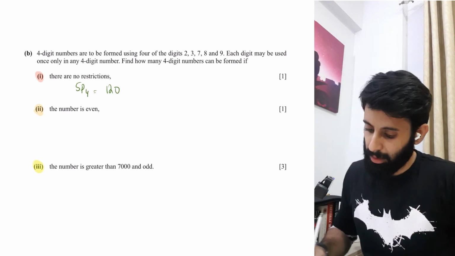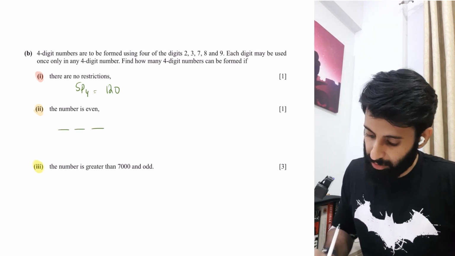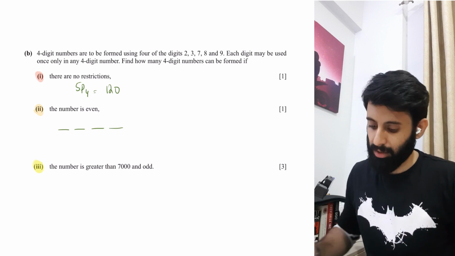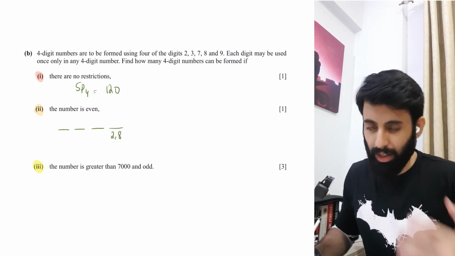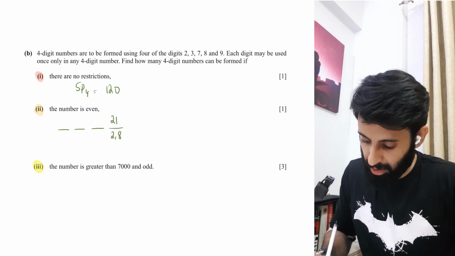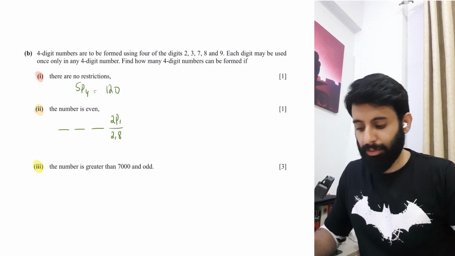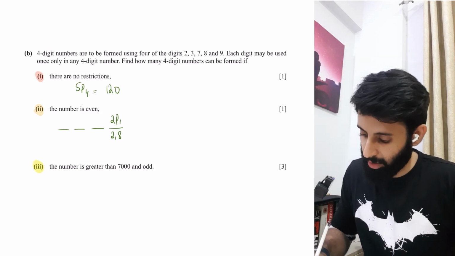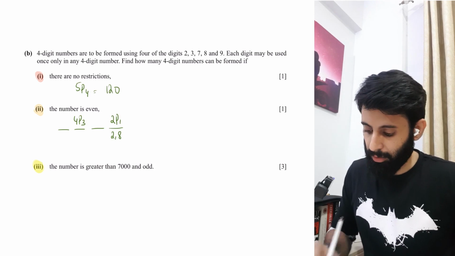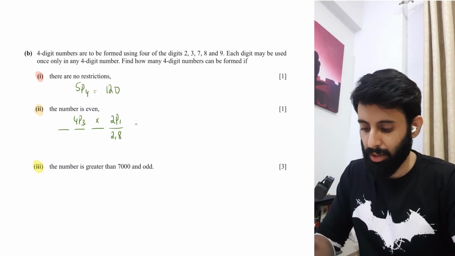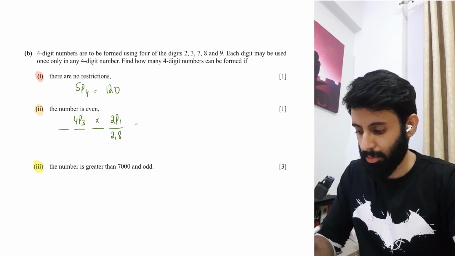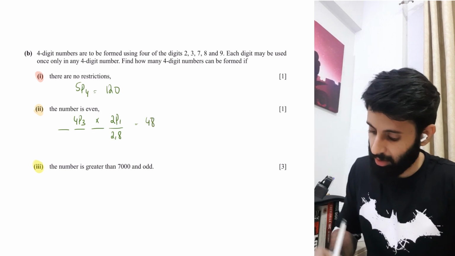And then it says that the number is even. So you've got to make sure that the last digit is an even number. So that means you can only have 2 or 8 as your last digit, which basically means 2P1. Now, we started off with 5 digits. One of them is gone. So that means only 4 are left, and you have 3 places to fill. So 4P3 times 2P1 is the way to do it. 4P3 times 2P1 is equal to 48. And that's the correct answer.